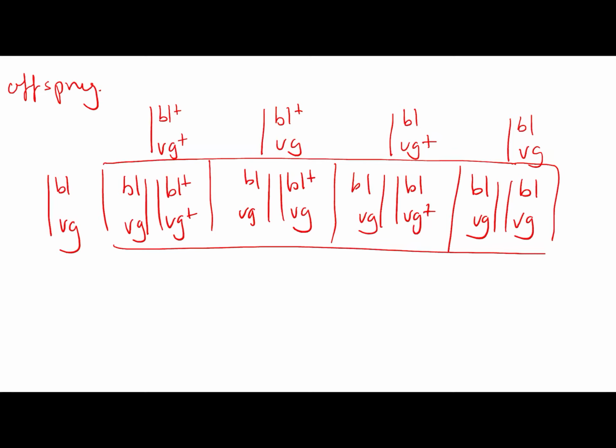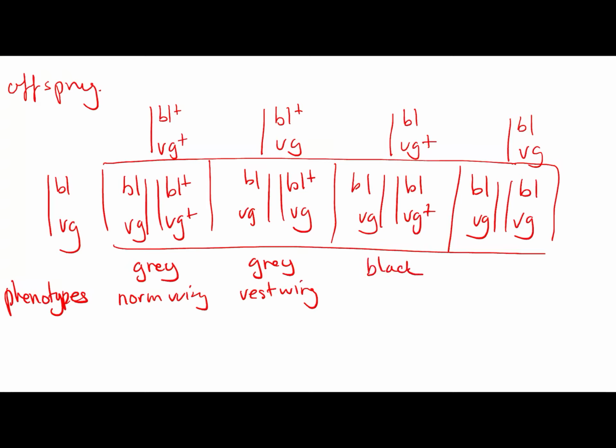And then I'll put in the other one. And so we can see here what our phenotypes will be. So let's put our phenotypes. And the phenotypes will be grey and normal wing. And then this one will also be grey, but we've got the vestigial wing. This one will be black with the normal wing. And finally we've got the black with the vestigial wing.